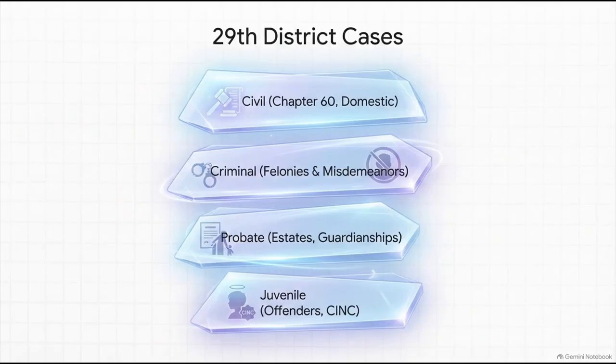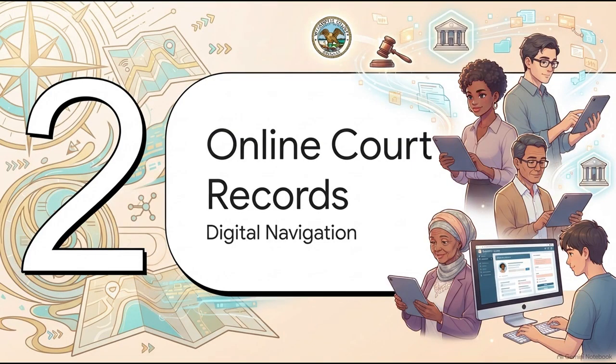Now, if you're looking up local felonies, divorces, or probate records like estates and guardianships, you'll be focusing your search entirely on that 29th Judicial District Court. Honestly, this is the heavy lifter of the county. It presides over the vast majority of the major state cases you might be researching. Section 2. Navigating online court records.